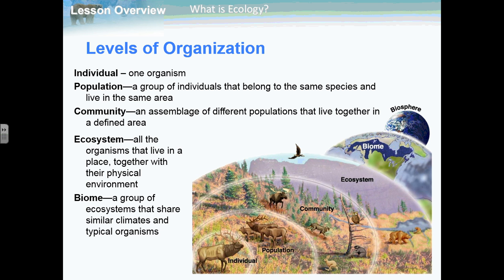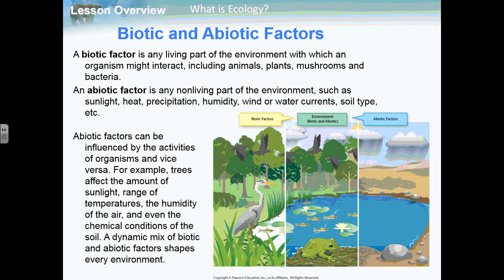And then finally, the biosphere is the largest scale, and that's simply all of the living components within the planet. So looking within land, water, and air around the entire globe. Wherever you find life, that would be the biosphere.